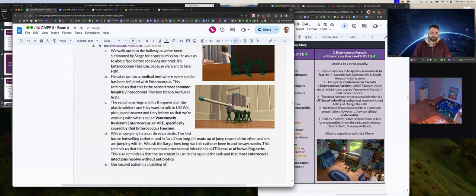is clutching his chest, and then, you know what? That's the entire tent suddenly gets hit with a mortar shell. But we realized it was chemical warfare, and they all start clutching their chests because they have endocarditis.